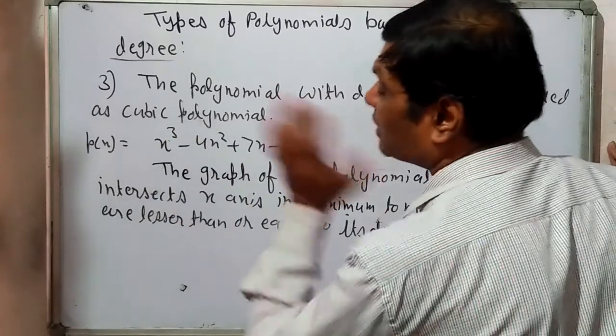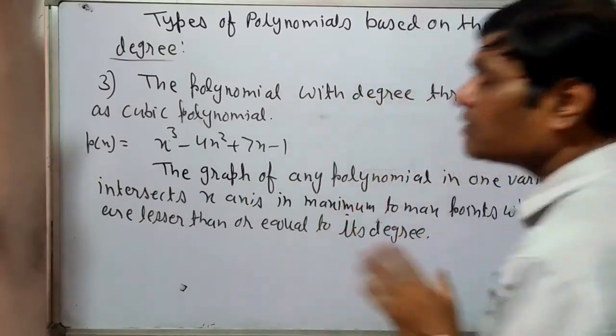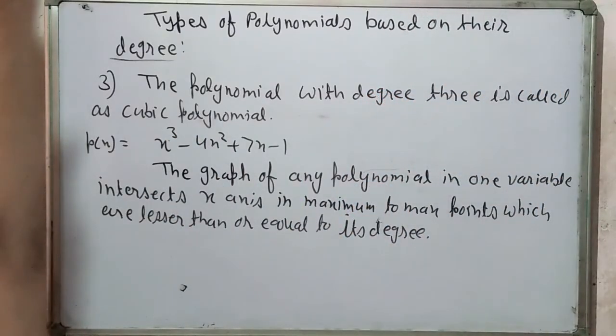If the degree of the polynomial is 3, the graph will intersect in maximum 3 points, not more than that. It may intersect in 2 points, it may intersect in 1 point, it may not intersect in any point at all. But the maximum number of points in which it will intersect will be 3.